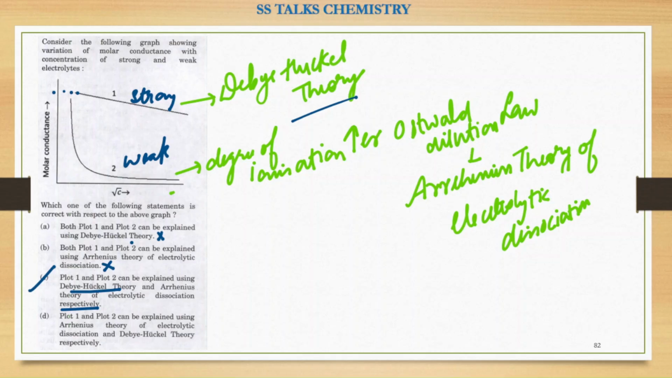Option D is saying plot 1 and 2 can be explained using the Arrhenius theory and then the Debye-Huckel theory respectively. So the vice versa statement is given, so it is again not the correct one.